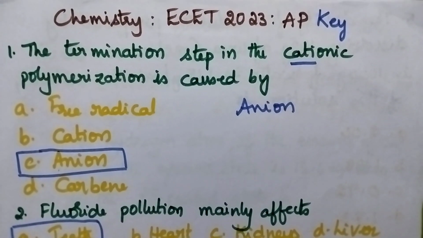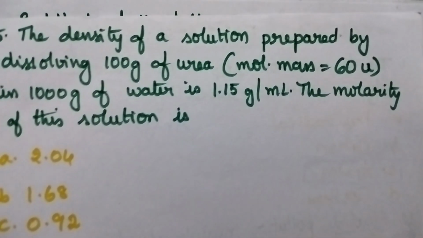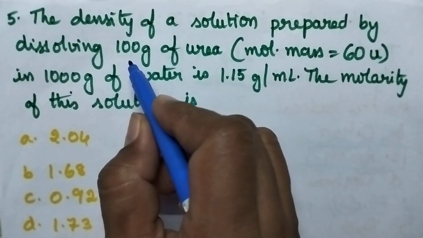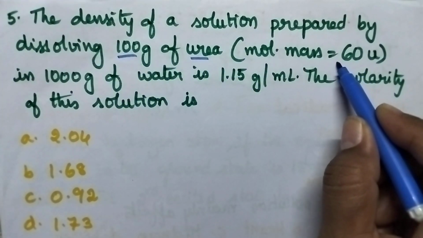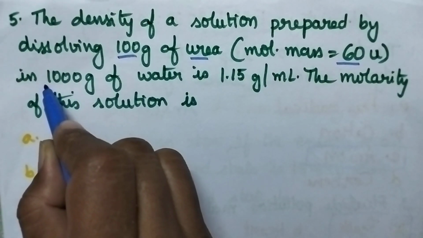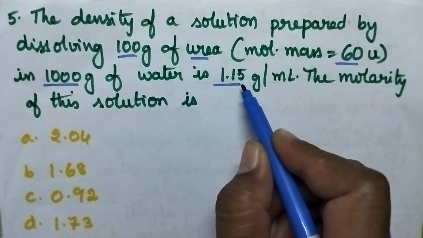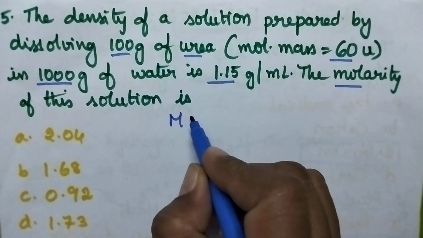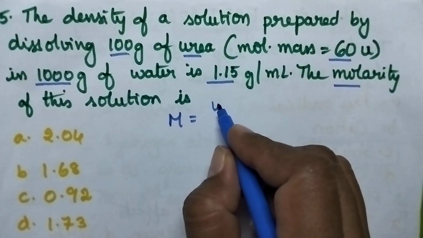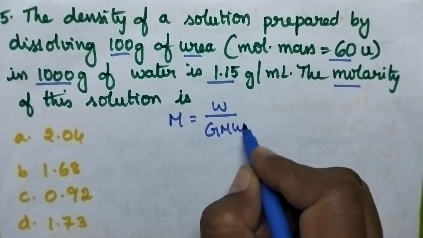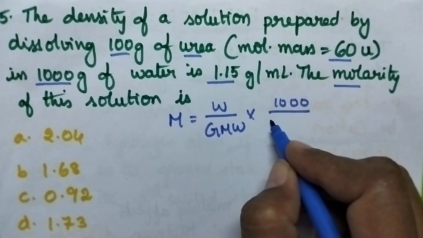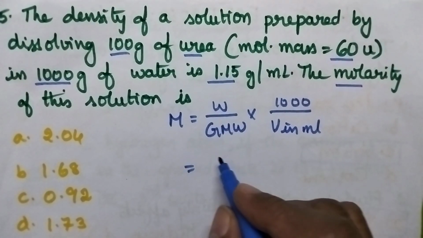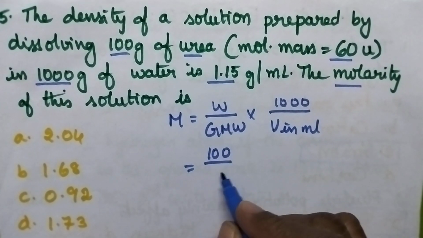So, moving to the fifth question. The density of a solution prepared by dissolving 100 gram of urea, having the molecular weight 60, in 1000 gram of water is 1.15. What is the molarity of the solution? Molarity can be determined by using the formula: weight by gram molecular weight into 1000 by V in ml. Here the weight of the urea is 100, and the gram molecular weight is 60.